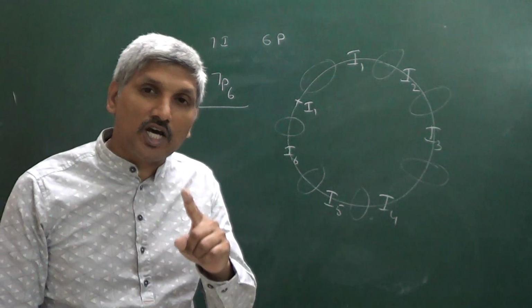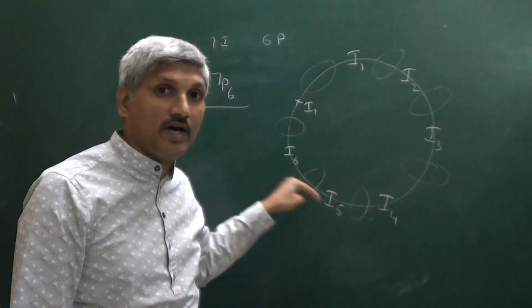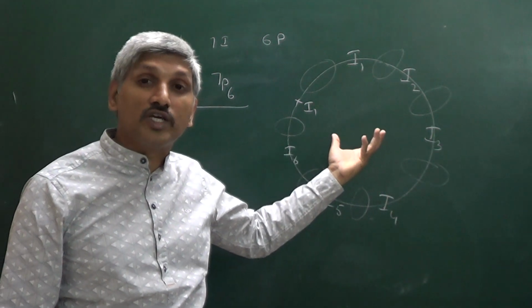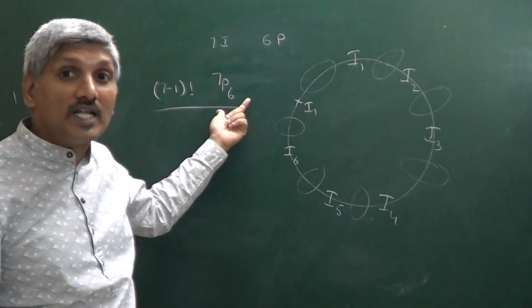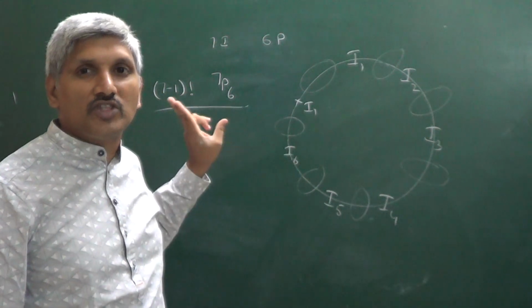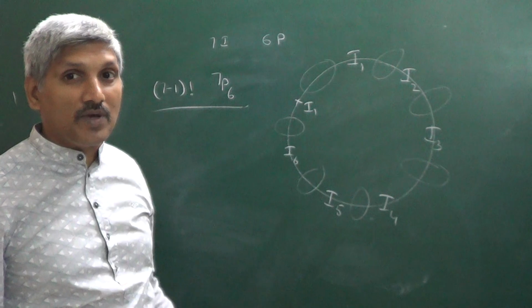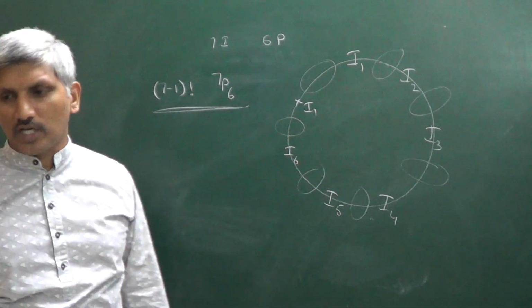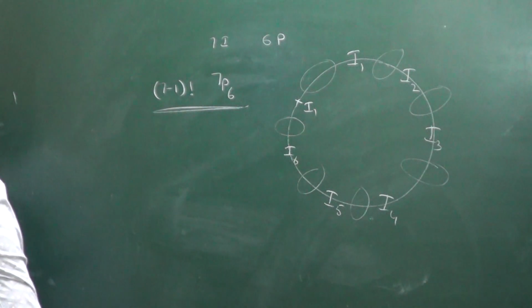Once the circular permutation arrangement is over, filling those gaps is just like linear permutation only. These 7 gaps can be filled with 6 persons in 7P6 ways. So that is the answer for this particular question. So let's take another question.